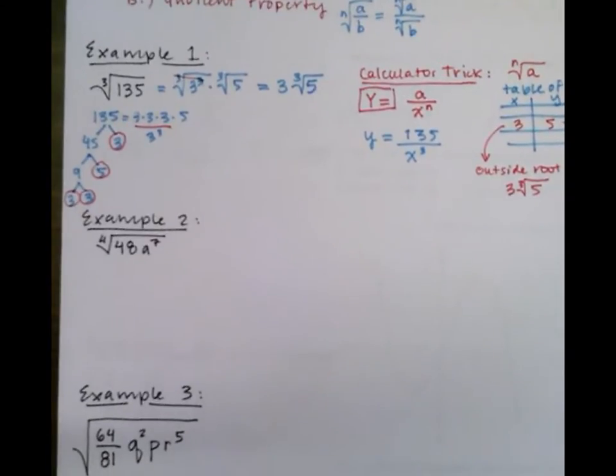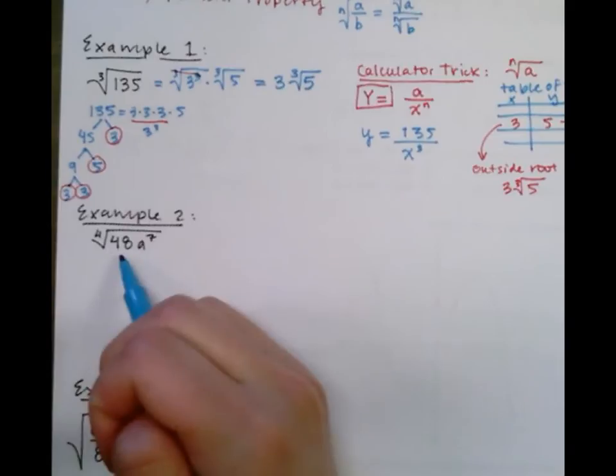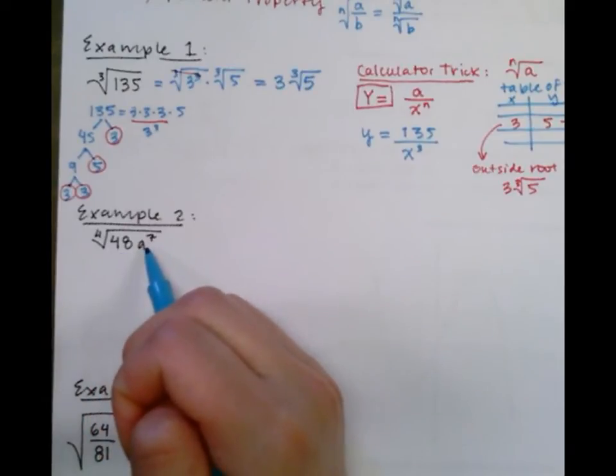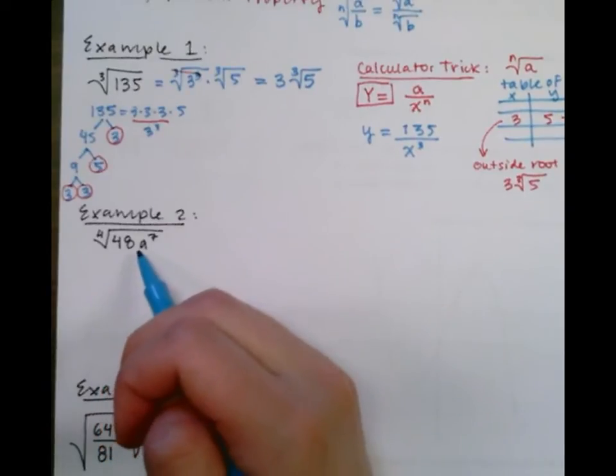The next example has variables in addition to numbers. So we can kind of think about the variables and the numbers separately. So for this is the fourth root of 48 times a to the 7th, right? So I can break that down into the two different parts and then think about how each part simplifies.